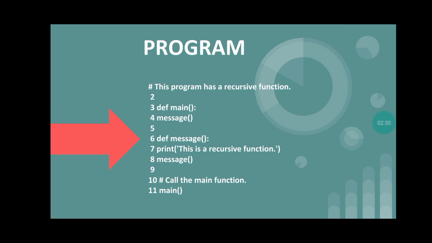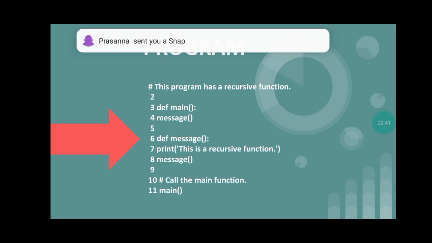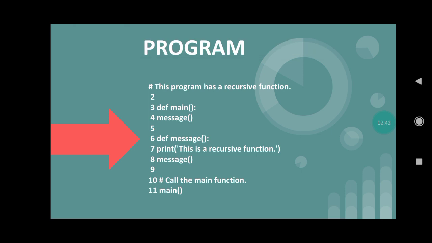This is the program for recursion. This is the program with a recursive function. First, we define the main class. Then, in the message function, we will print "This is a recursive function." Then the message function closes. Finally, we call the message function in main.